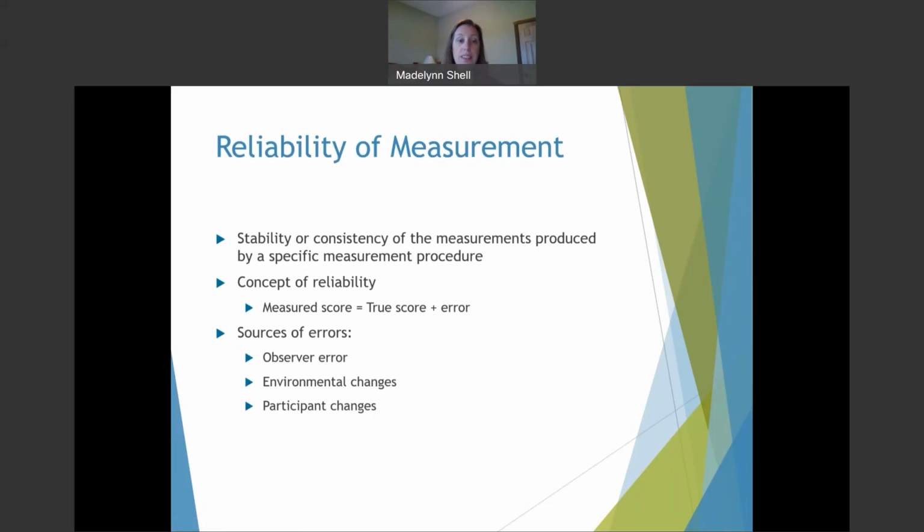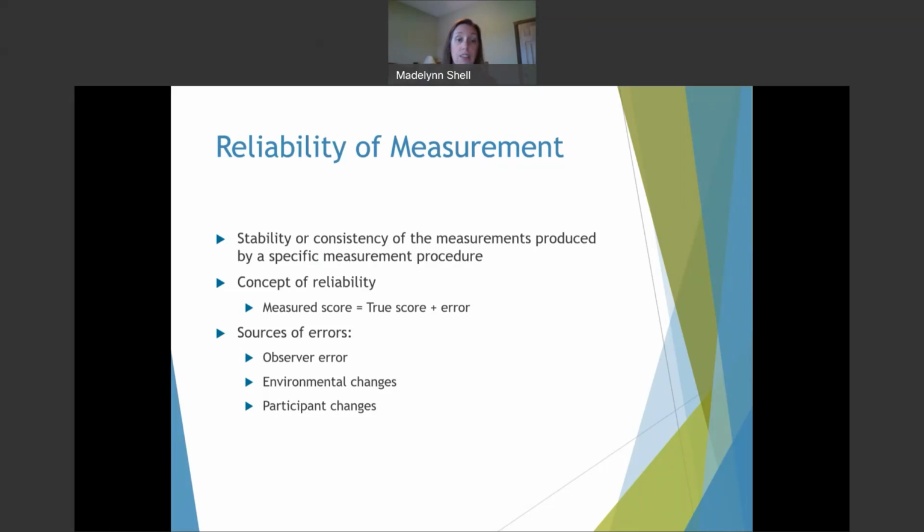There's always going to be some error in measurement, and that leads to inconsistency. When we conceptualize reliability, we have the measured score, which is someone's actual outcome. The measured score is made up of their true score, which is not an actual thing that we can get, but is theoretical: everyone has a true level of intelligence, and we're trying to get at that. Their true score plus error. We assume that most of the error is random rather than systematic.